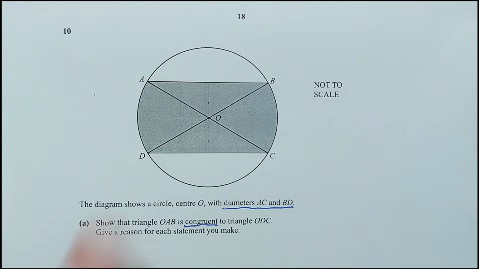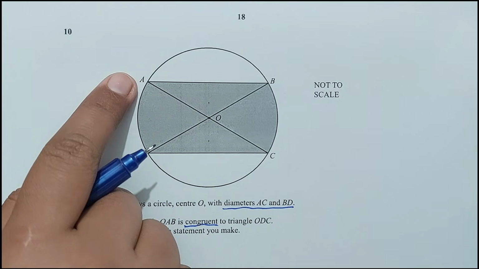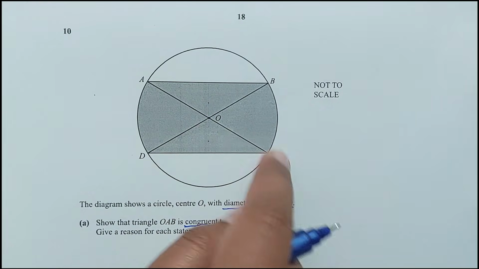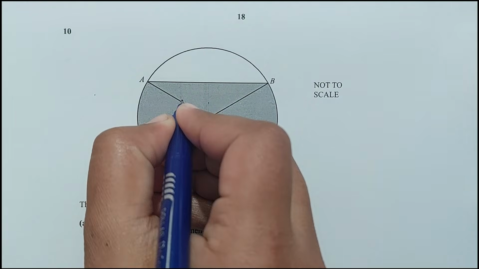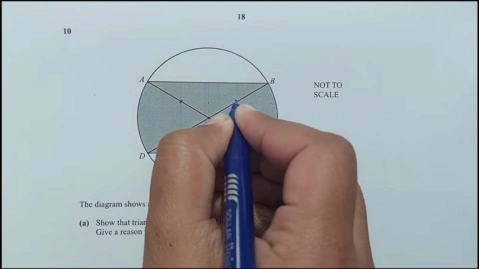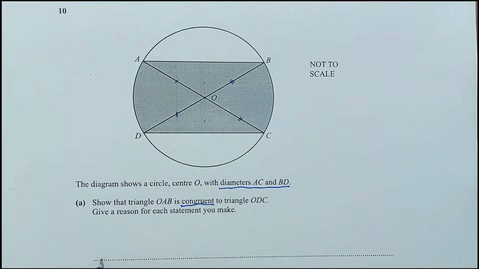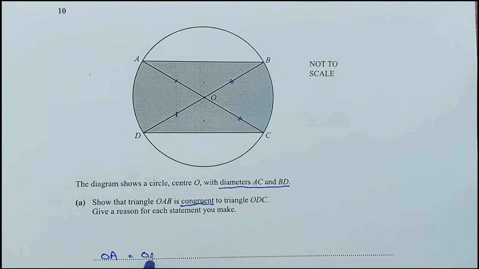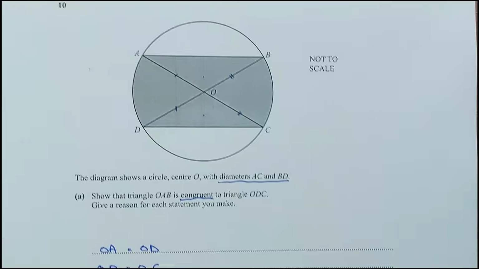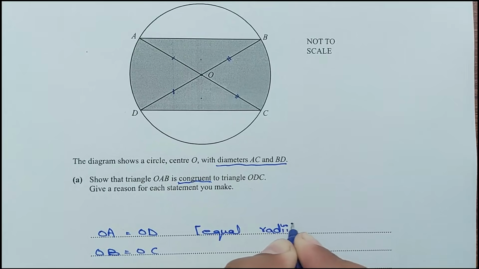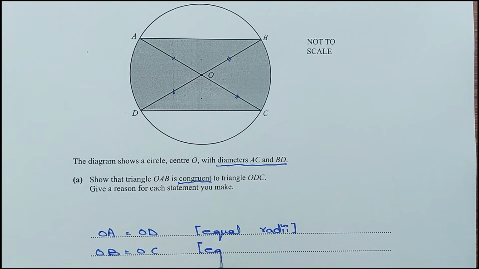So the first reason is that in both triangles we have two common sides. This side is the same as this, and this side is the same as this. So we can say OA equals OD and OB equals OC. So the reason is equal radii. These are the two radii, so they are equal.